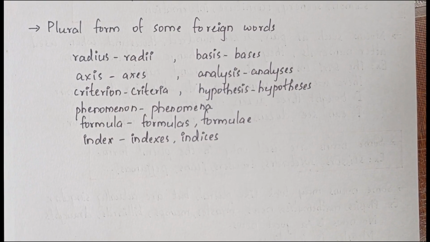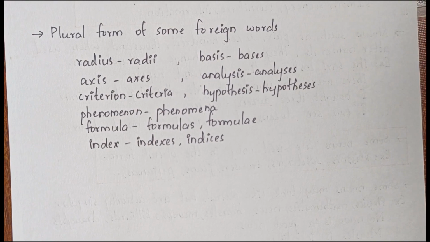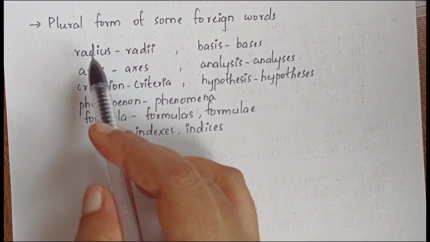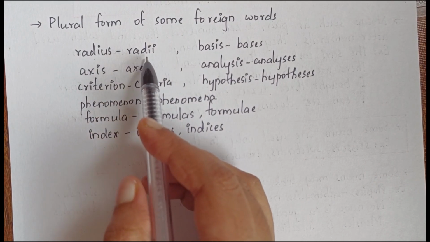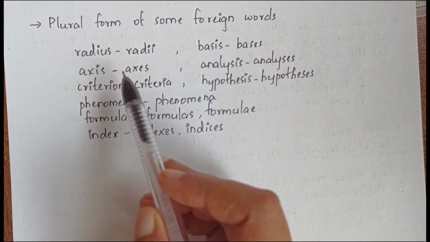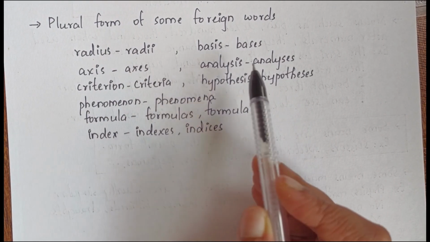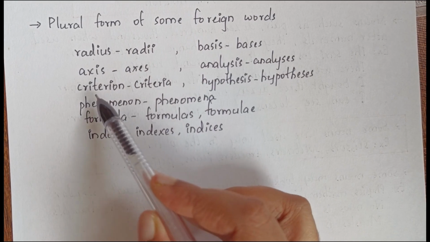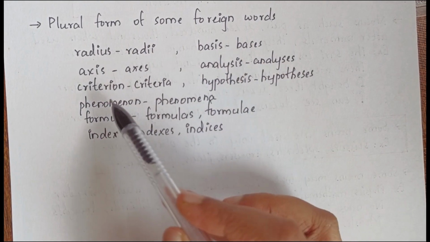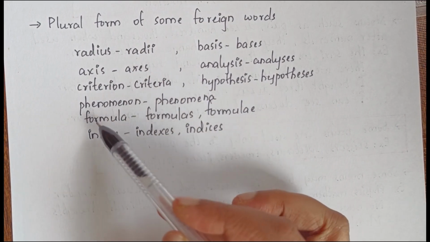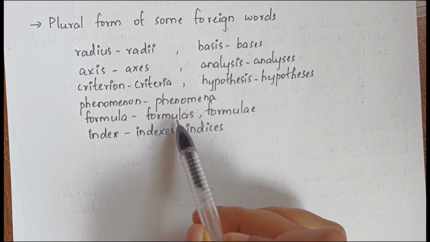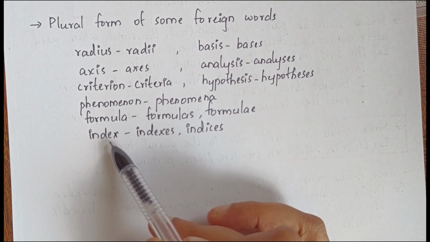Now we can look into the plural form of some foreign words. These are for some extra information only. Like the plural form of radius is actually radii. Basis, it's bases. Axis, it is axes. Analysis, it is analyses. Criterion, criteria. Hypothesis, hypotheses. Phenomenon, phenomena. Formula, you can have two plural forms, either formulas or formulae.